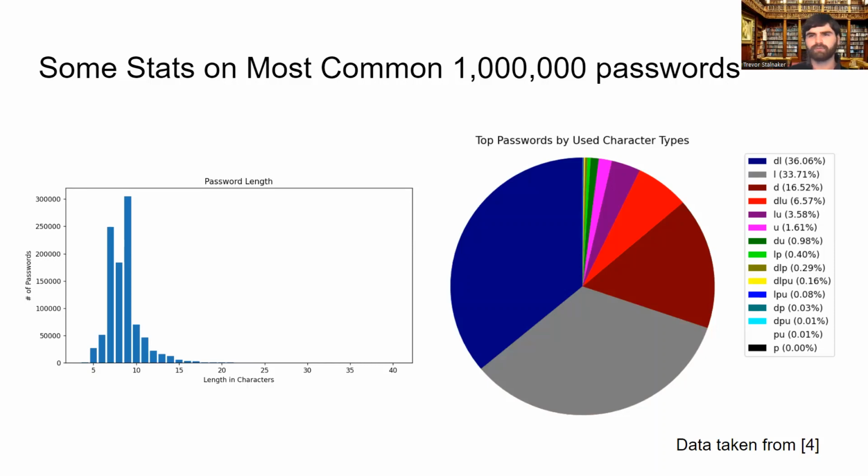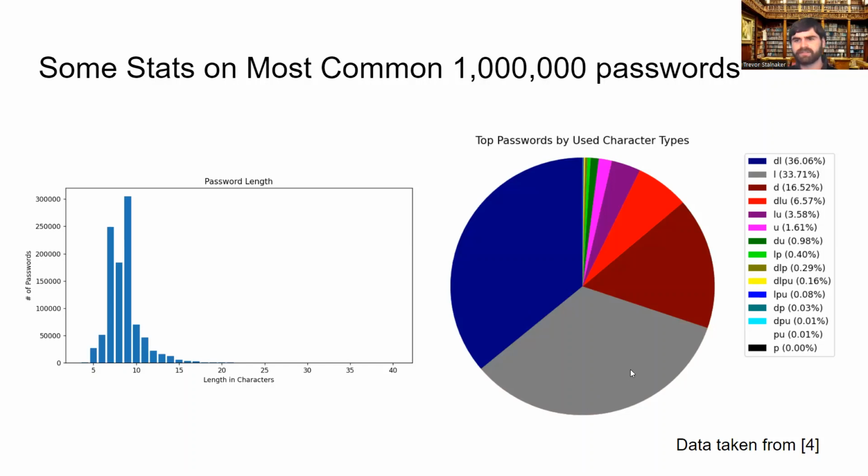So plus or minus 1 on 8 seems reasonable for a good password. Then more interestingly, we can look and see what characters these passwords are actually using, like what are these passwords composed of. And here in this blue slice on the pie chart, making up over a third of the passwords, are the ones that we just saw, where they just have digits and lowercase letters.